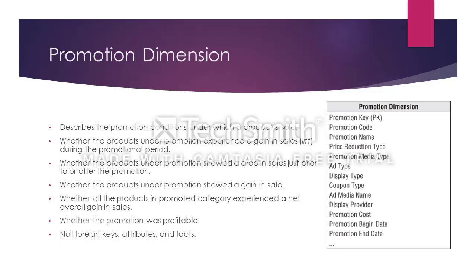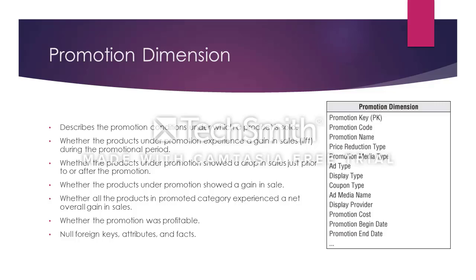The promotion dimension describes the promotion conditions under which a product is sold. Promotion conditions include temporary price reductions, in-aisle displays, newspaper ads, and coupons. It is called a causal dimension because it describes factors that cause a change in the product sales. Promotions are generally judged on one or more factors.